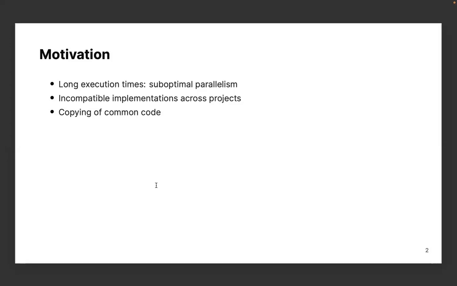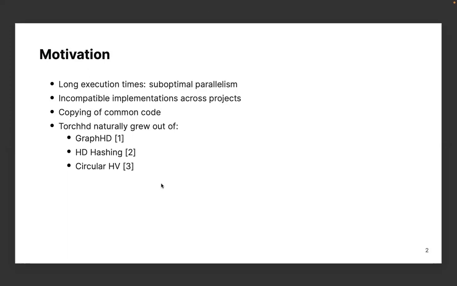And then we had incompatible implementations across projects and across researchers in the lab, which made it a little bit harder to collaborate and to help each other out. And to solve that, we started to copy code around, which again was not ideal.